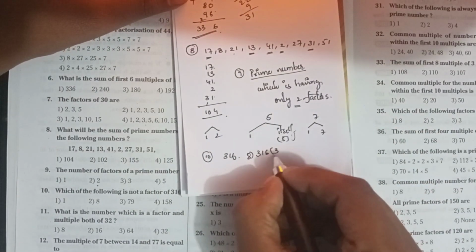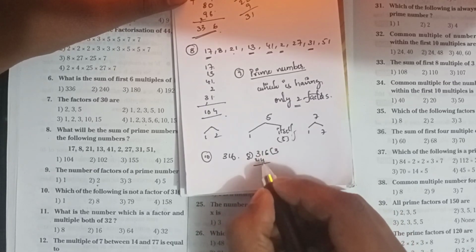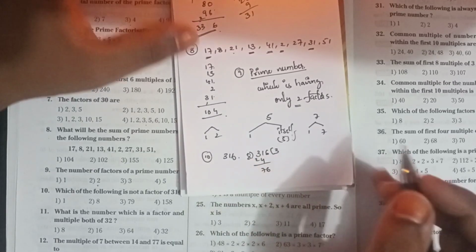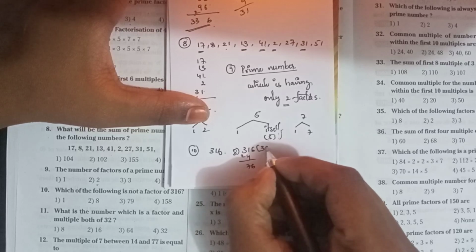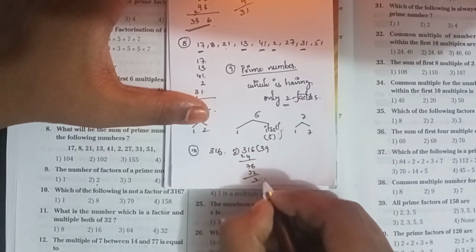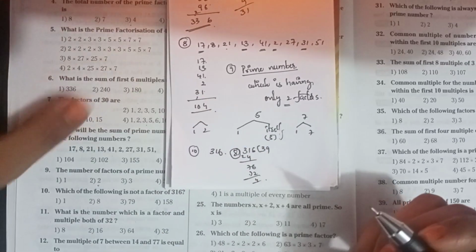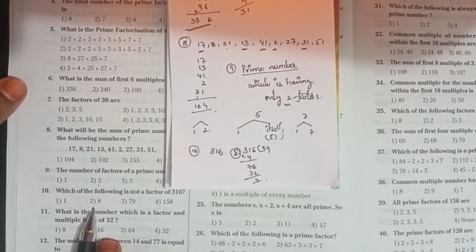Let's see whether 8 could divide 316 or not. So 8 3s are 24, and it is 76, and 8 9s are 72. So 8 cannot divide this 316. 8 cannot divide 316, so it is not a factor of 316. The correct one is 8.